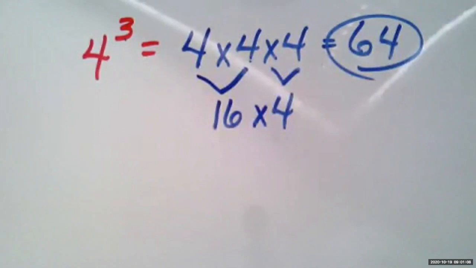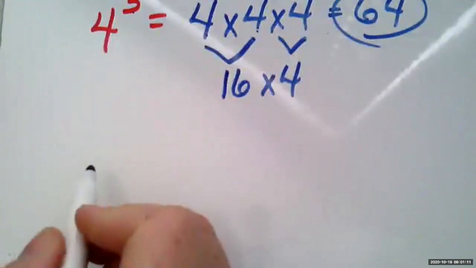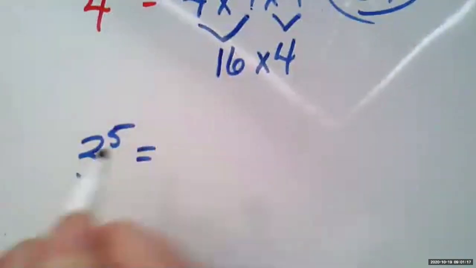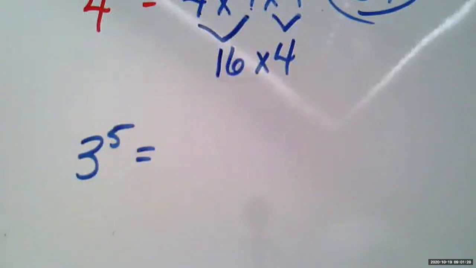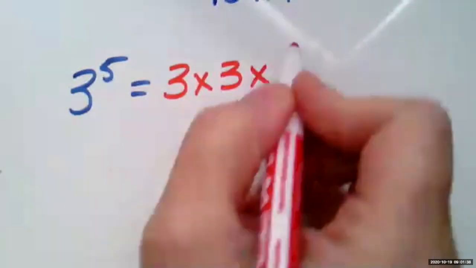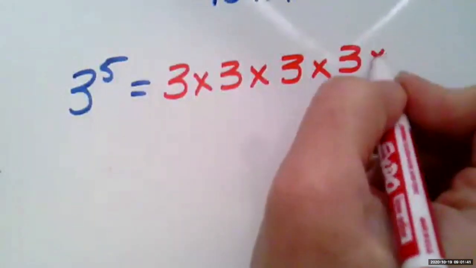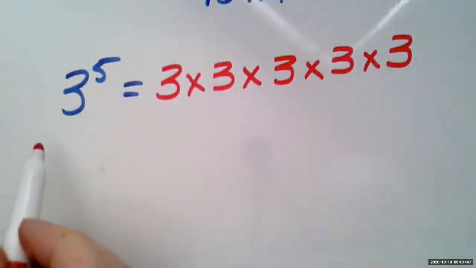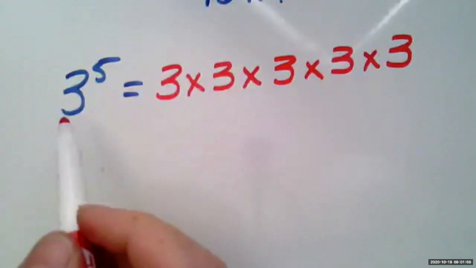All right, let's do, how about, I don't want to give you huge, ginormous numbers, but I'm going to do it anyway. How about 3 to the 5th power? How many times are you multiplying 3? Write it out. Don't guess. Write it out. 3 times 3 times 3 times 3 times 3. There are 5 3s you have to multiply. Make sure you have 5 of them.